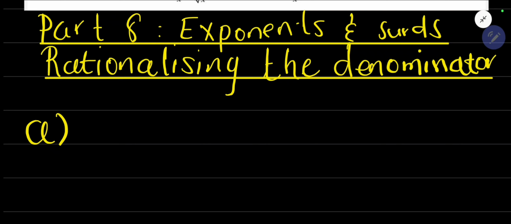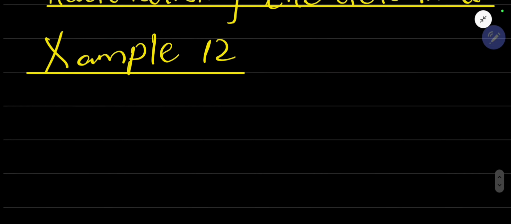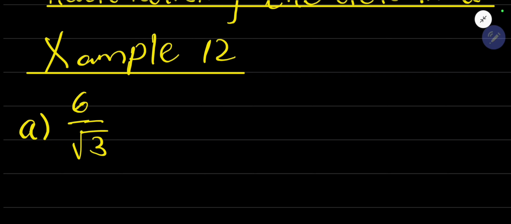Okay, example 12. We are going to rationalize the denominator of 6 divided by root 3. You see that this denominator of ours is a surd, it is irrational. So we want to rationalize it.